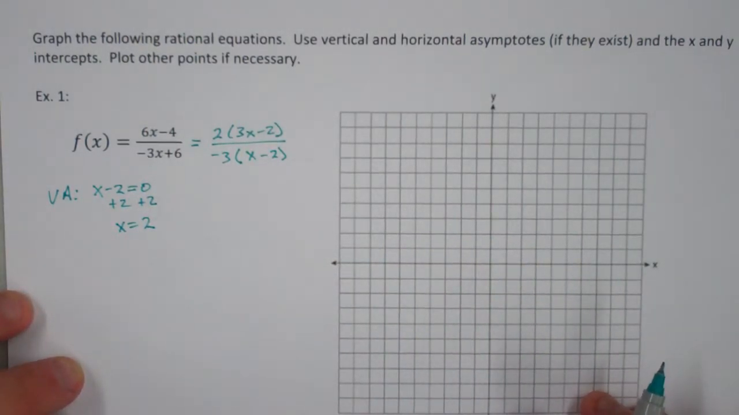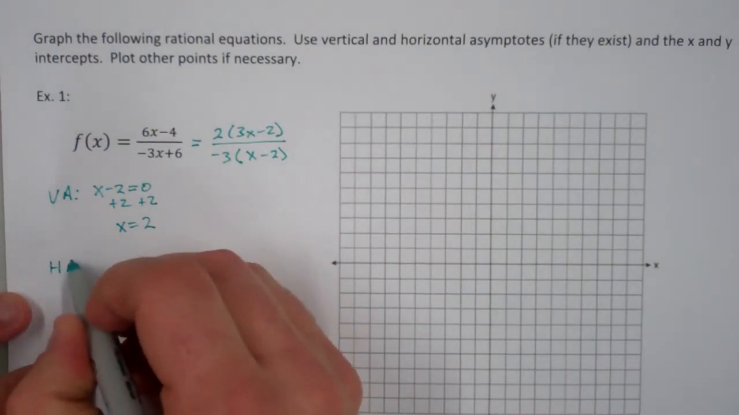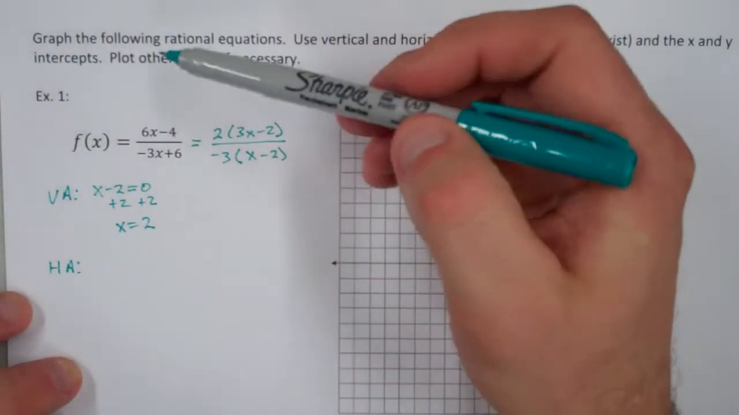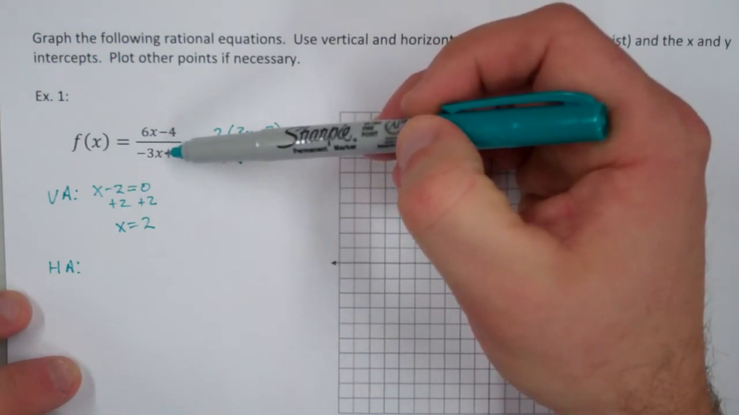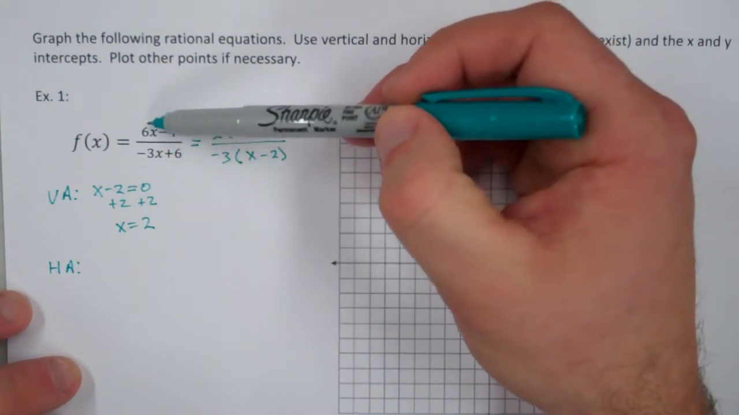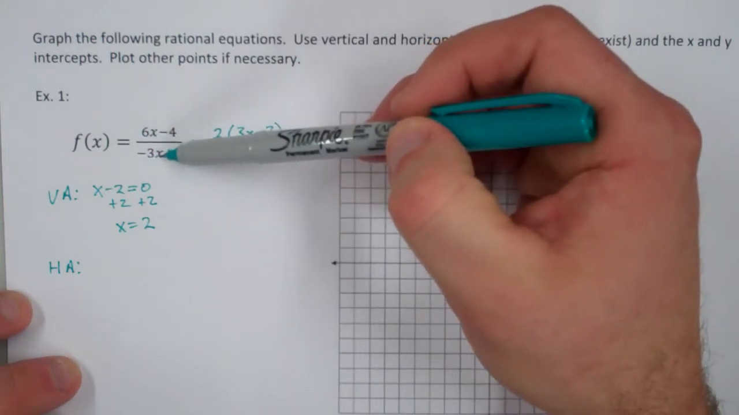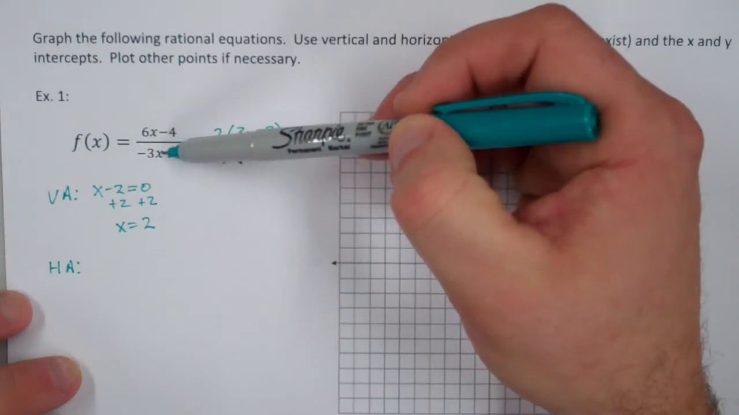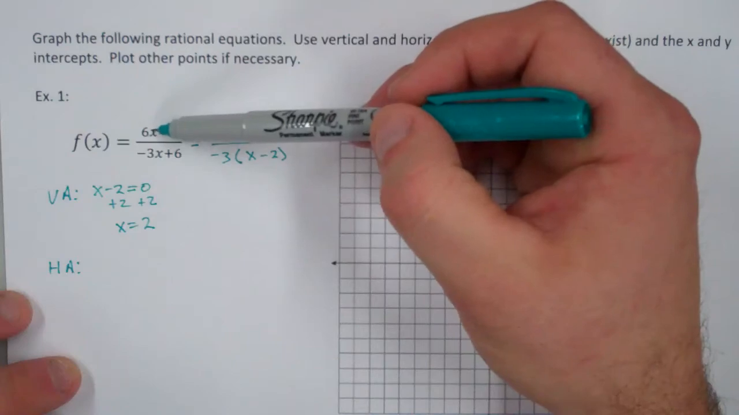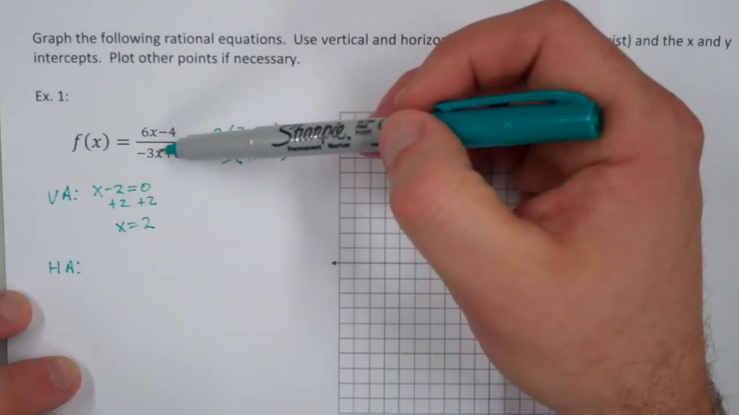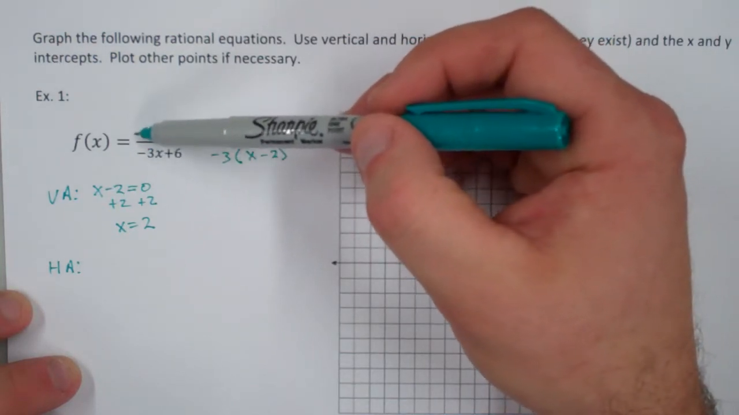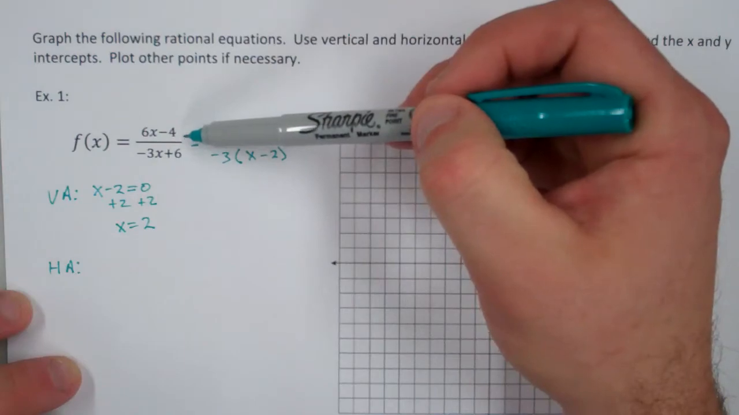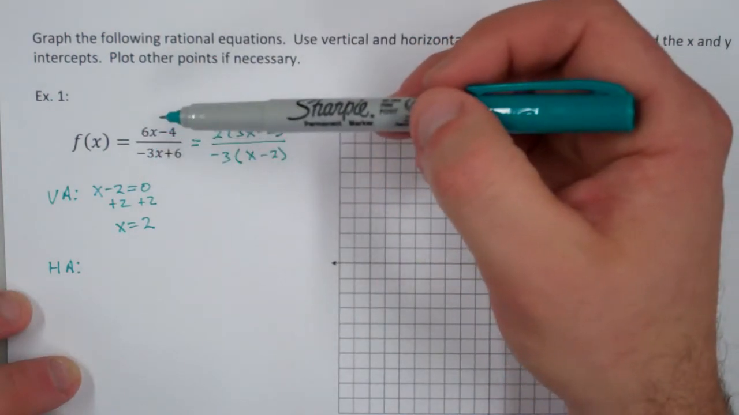To find the horizontal asymptote, you're going to take a look at the numerator and denominator. You want to look for the highest power of x that you see. In this case, we have a 6x here and a negative 3x, so the highest power is 1. We're going to take these terms and look at their coefficients. If for some reason this was x squared, you would add a filler, and this would be 0x squared plus 6x minus 4, and then you just have 0 over negative 3.